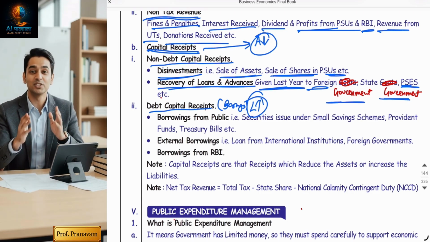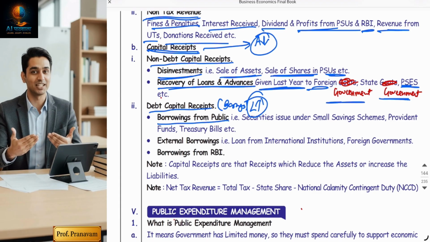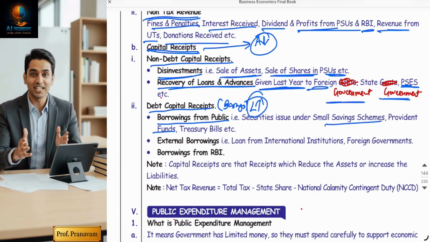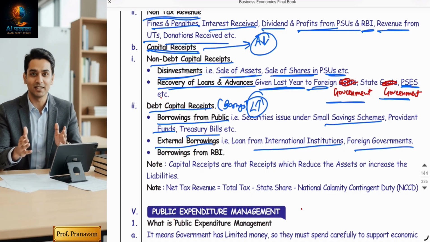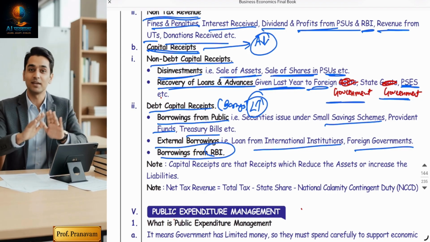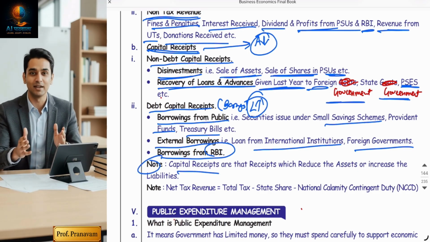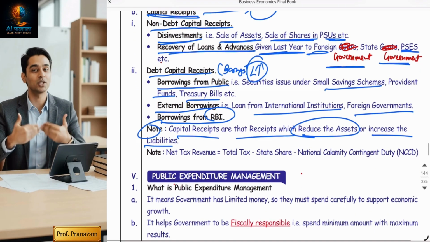Government can take a loan, but government takes loans only in the case of deficits. When there is a budget deficit, it can borrow from the public in the name of various savings schemes, provident funds and treasury bills. External borrowings means the government takes a loan from foreign institutions and foreign governments like the World Bank, IMF, US, Russia, or as the last option, they can borrow from RBI also. Is it? Yes. And I have written a note: capital receipts are those receipts which reduce assets or increase liabilities, right?